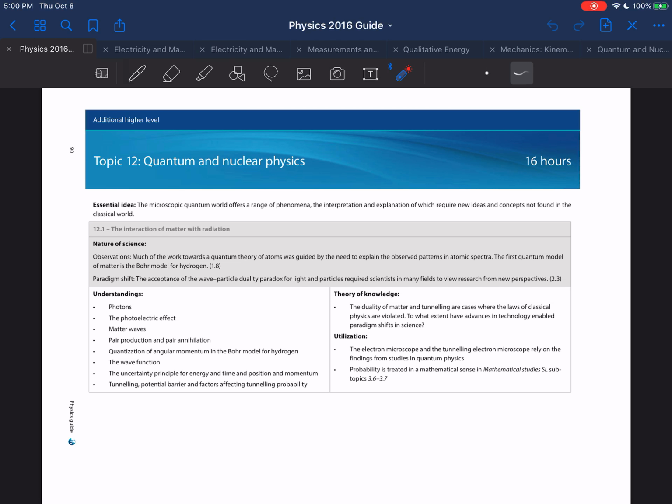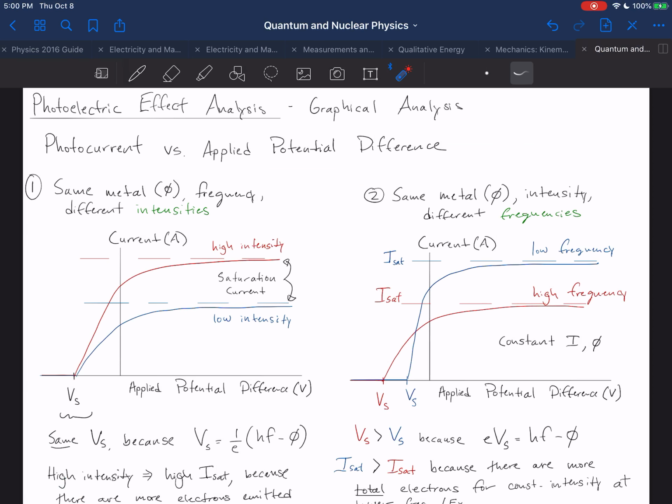Hello everyone. In this video we will continue to examine topic 12.1, the interaction of matter with radiation, and in particular we will continue to unpack the photoelectric effect. So the final graph we need to be super comfortable with is the graphical analysis of the photoelectric effect experiment itself, and in particular the analysis of the photocurrent versus the applied potential difference.